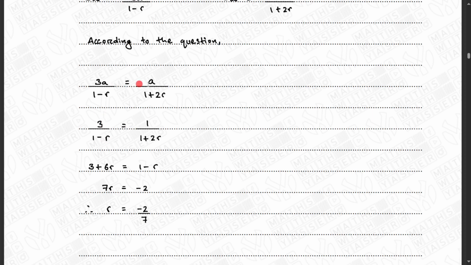Now we can divide both sides by a and simplify it. So we will get rid of a by doing that. Now we have 3 over 1 minus r equals 1 by 1 plus 2r. If we cross multiply them, we get 3 plus 6r is equal to 1 minus r. Therefore, 7r is equal to negative 2. So r should be negative 2 over 7.